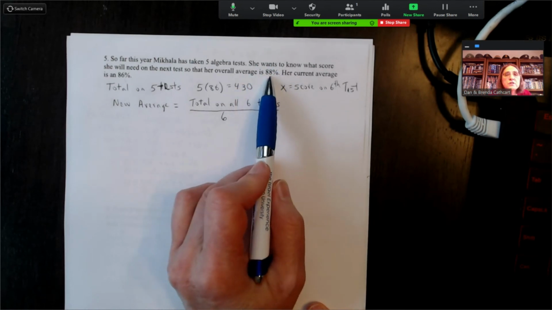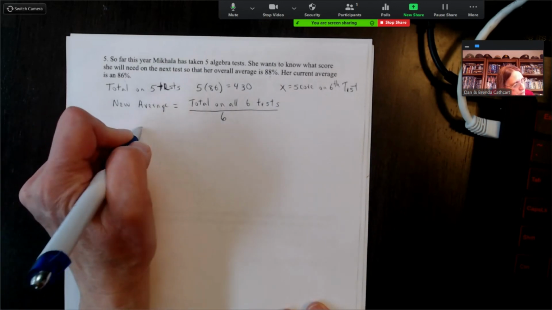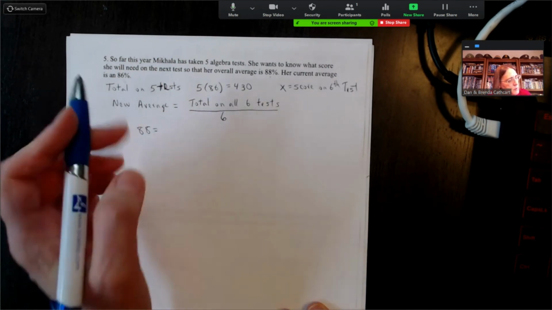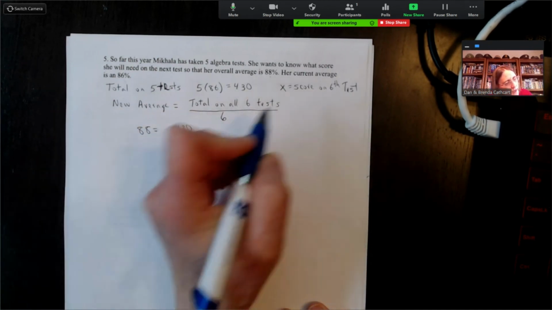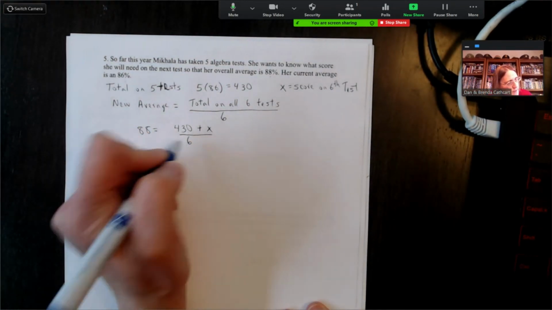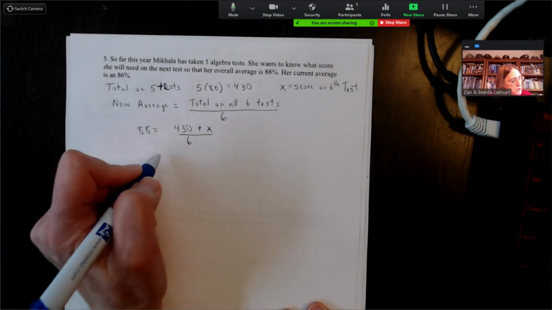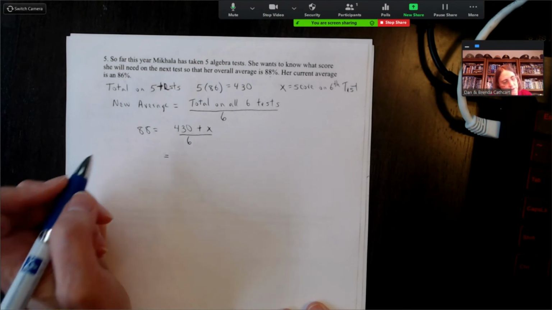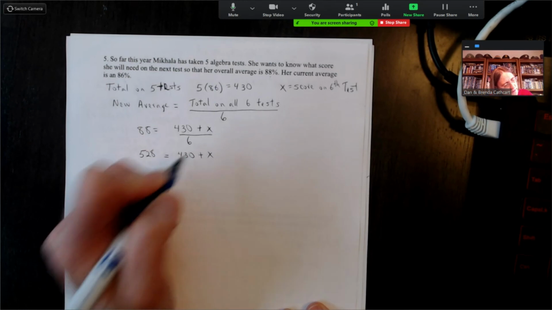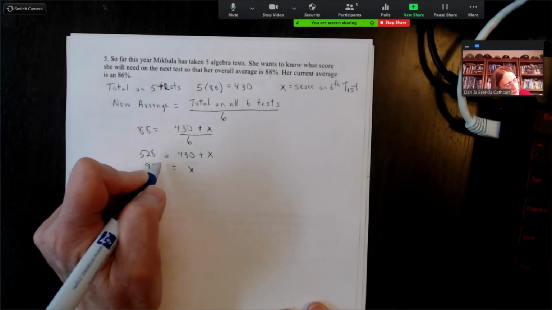Her overall average is 88. We want an overall average of 88%, so her new average has to be 88. Our total on the 6 tests would be the 430 points she already has, plus x, her score on the new test, all divided by 6. So we can solve this equation by multiplying both sides of the equation by 6. So 88 times 6 is 528 equals 430 plus x. Subtracting 430 from both sides, we get x is equal to 98.